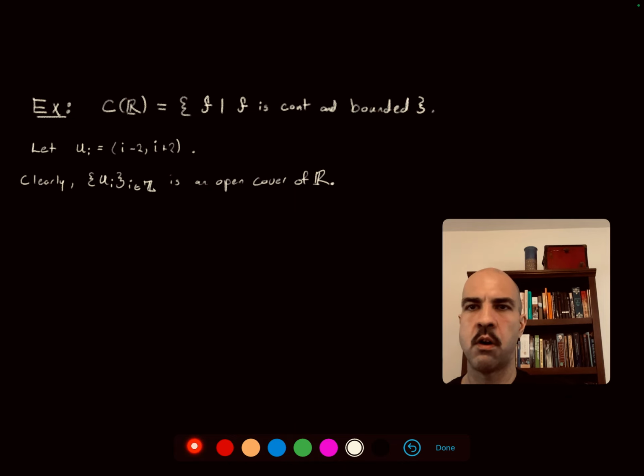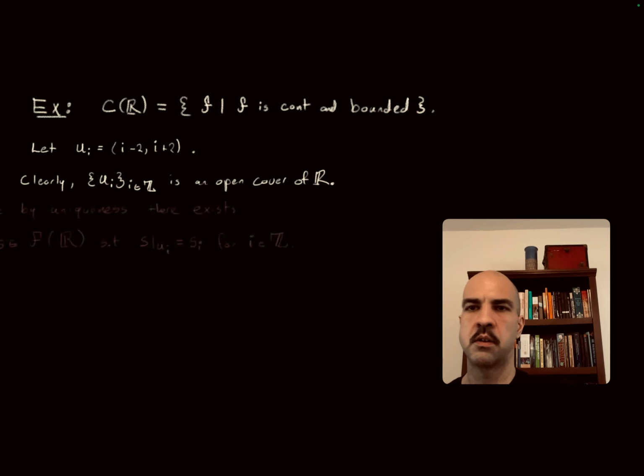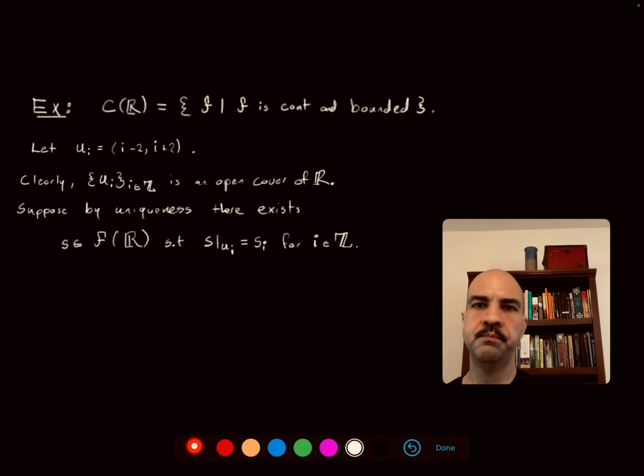take an open cover of R, and we'll take u sub i equals (i minus 2, i plus 2), this open set, for each of the integers i. Well, clearly this is an open cover of R, and it goes all the way to infinity and beyond. So then suppose by uniqueness there exists some s, and we're using s for section now, in this functor applied to R, such that s restricted to each of the open sets equals u sub i for i in the integers.